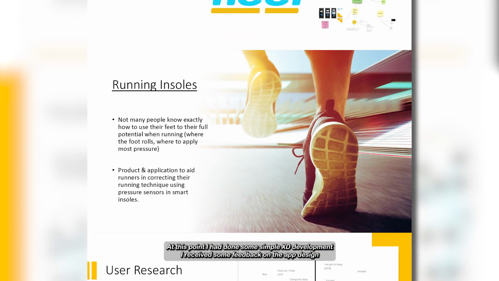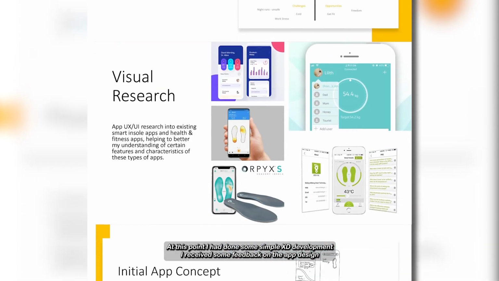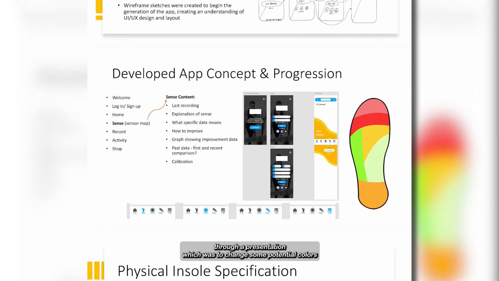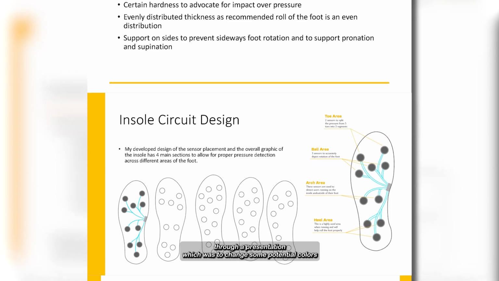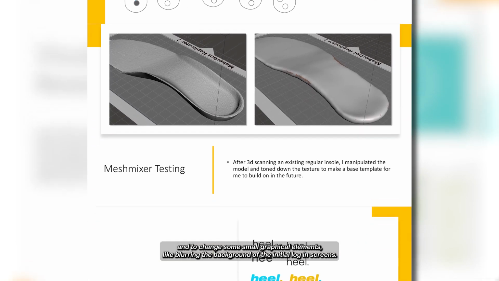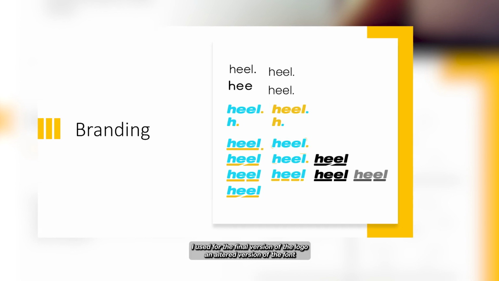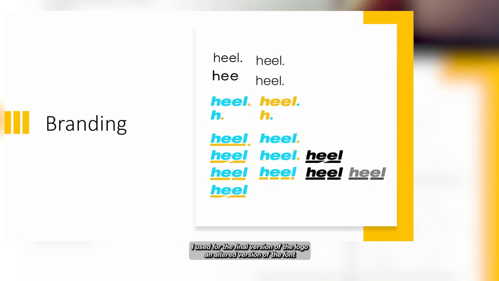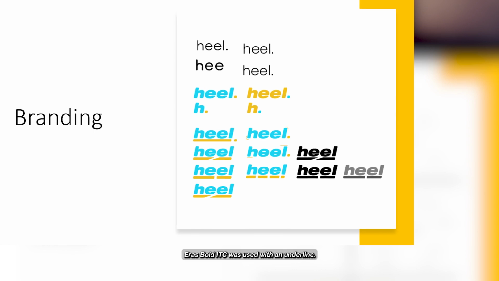At this point I had done some simple XD development and I received some feedback on the app design through a presentation which was to change some potential colours and to change some small graphical elements like blurring the background of the initial login screens. The branding was focused around a sporty/healthy theme which impacted the colours and fonts that I used. For the final version of the logo, an altered version of the font Eras Bold ITC was used with an underline. This underline has a gap which creates an upwards arrow in the negative space which indicates positive progress.